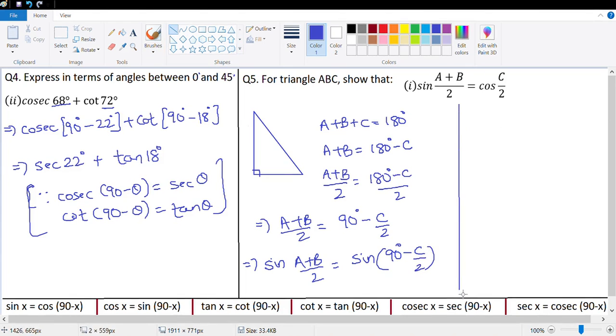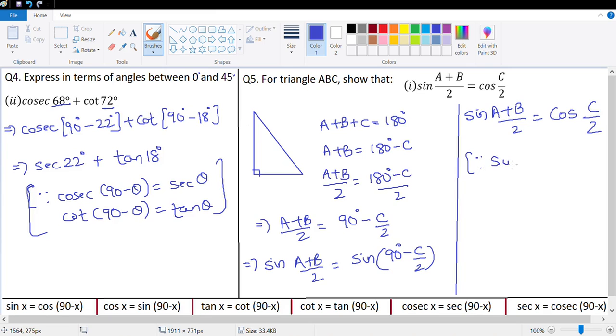Let's see how it works. In this case, left hand side remains the same, which is sine A plus B upon 2, and sine 90 minus theta changes to cos theta. In this case, cos C upon 2. Reason, since sine 90 degree minus theta is equal to cos theta. So this is what they wanted us to prove. We've already done that, so hence proved. Done. Let's look at the next question.